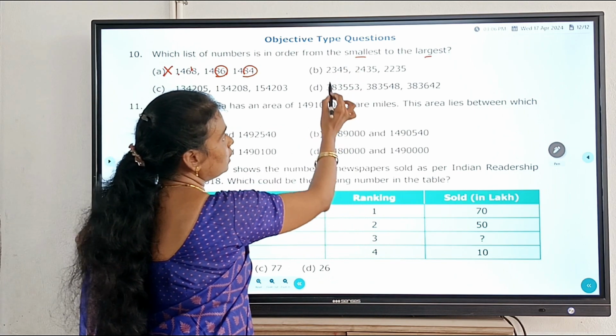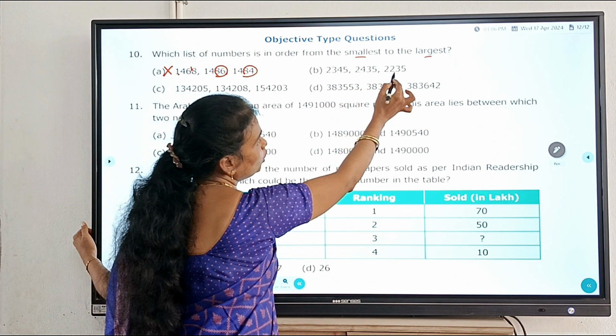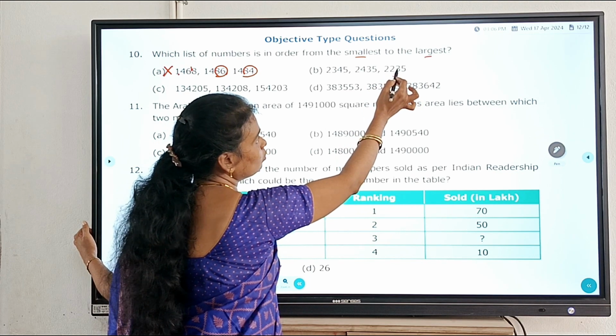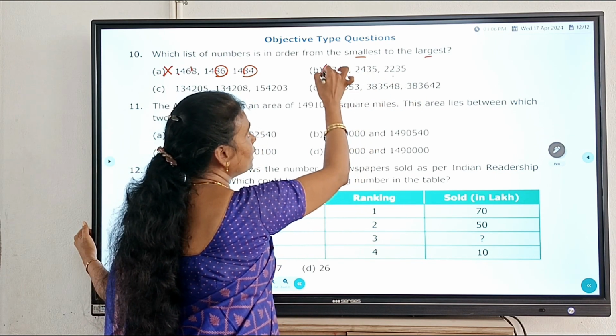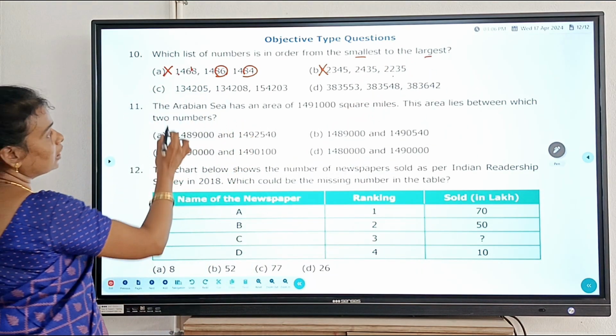So this is not the right answer. Let's compare the next one. 2, 3, 4, 5, 2, 4, 3, 5 and 2, 2, 3, 5. So this is the smallest one and it is also not arranged from small to the largest one. So that is also not the answer.